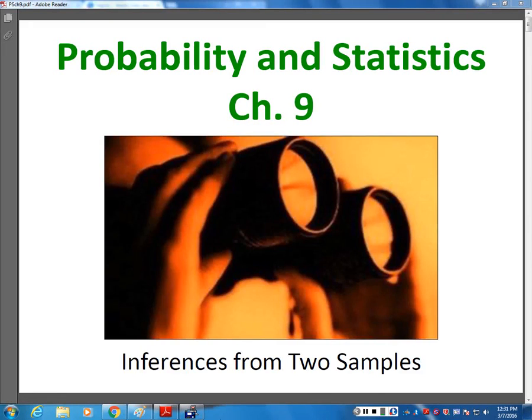Hey folks, Professor Gray here, ready to talk to you about inferences from two samples, and in particular, hypothesis testing involving two samples.